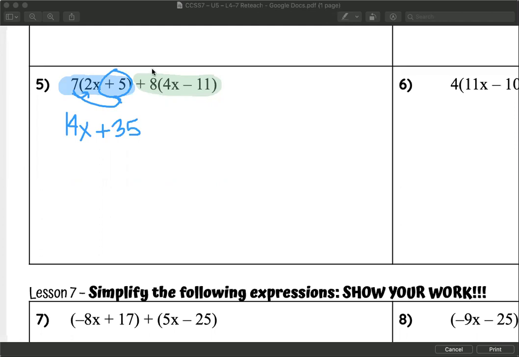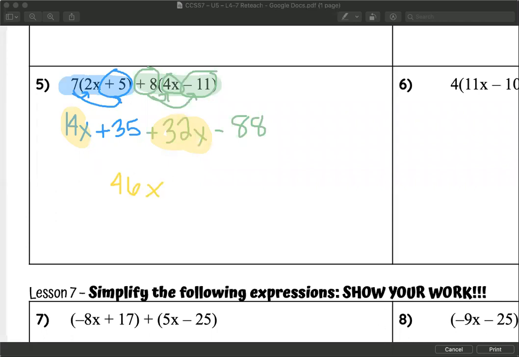Now we're going to distribute the second parentheses. And again, we are distributing a positive 8 to a positive 4x, which is positive 32x. Then we are distributing that same positive 8 to a negative 11, which is negative 88. Now that we've done our step 1, we move on to step 2, which is simplifying. Let's combine those like terms. I've got 14x and positive 32x, which can be combined to make 46x.